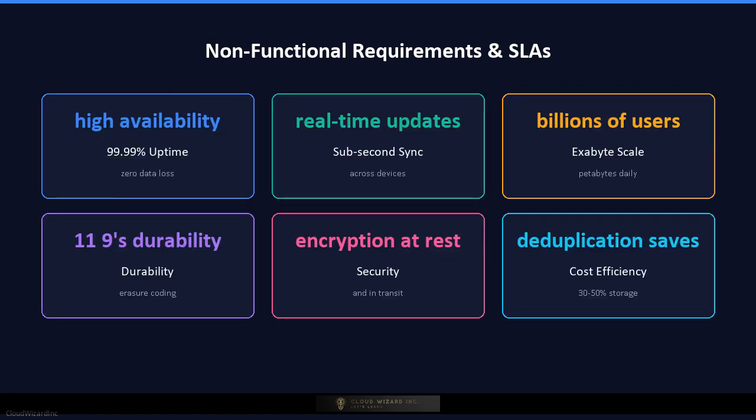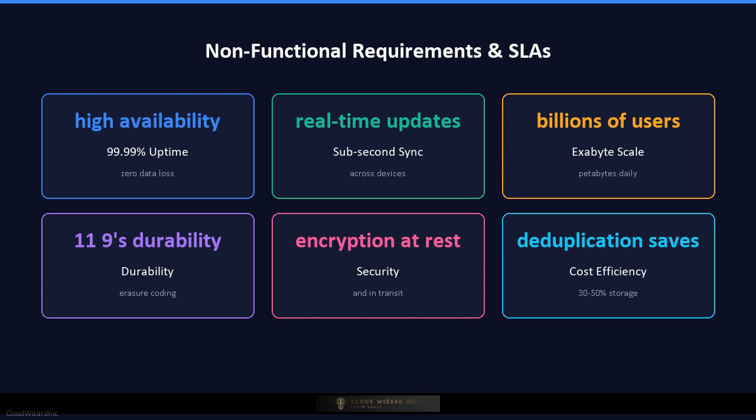Now the non-functional requirements. The system must be highly available. Users expect 99.99% uptime for their files. Performance is critical. File upload should utilize available bandwidth, download should start instantly from edge caches, and sync should happen within seconds. The system must scale to billions of users and exabytes of data, requiring horizontal scaling and efficient storage utilization.